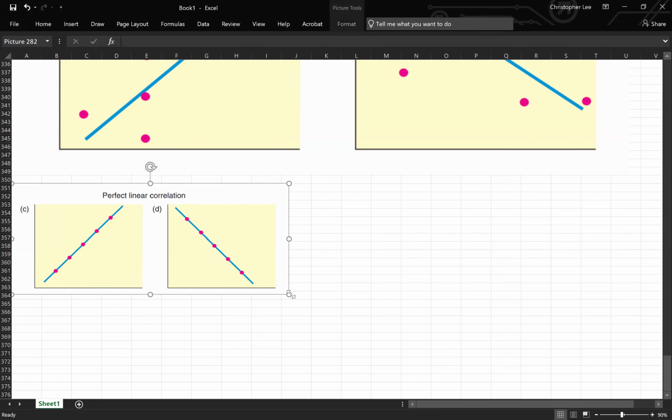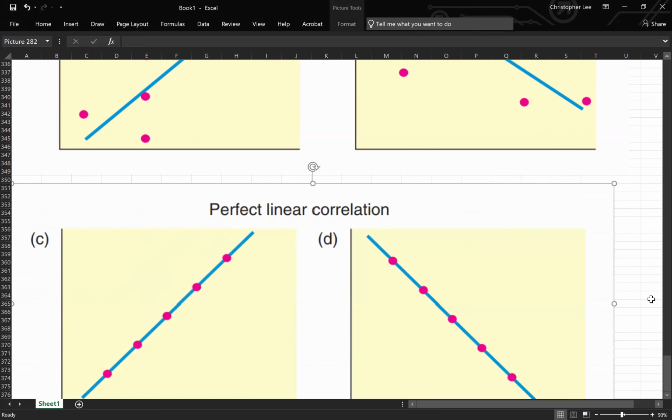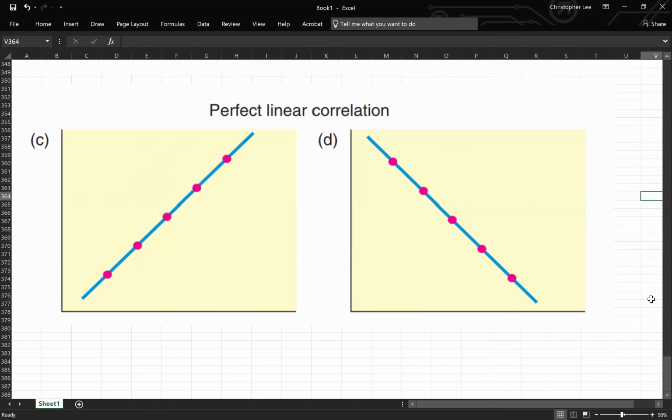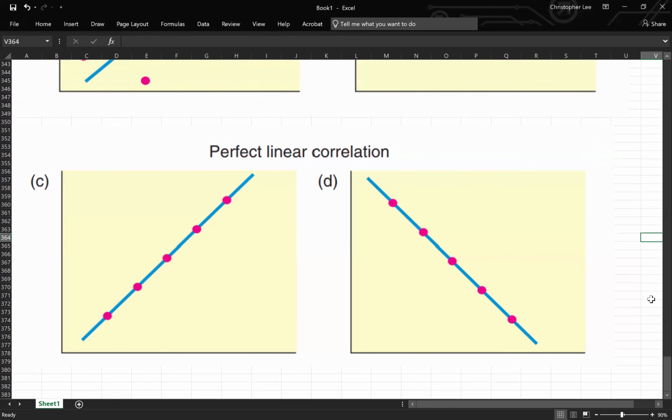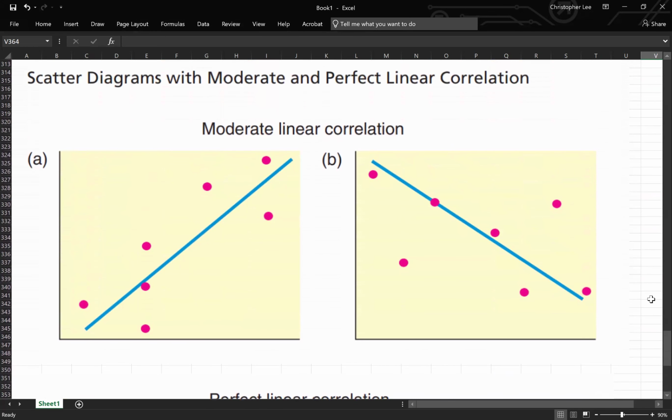And then this is perfect correlation. This is something you'll only ever see in a theoretical textbook, right? Mathematically, it makes sense. Realistically, it'll never happen. All right, so this is perfect correlation. And you said positive correlation. So this is moderate positive.